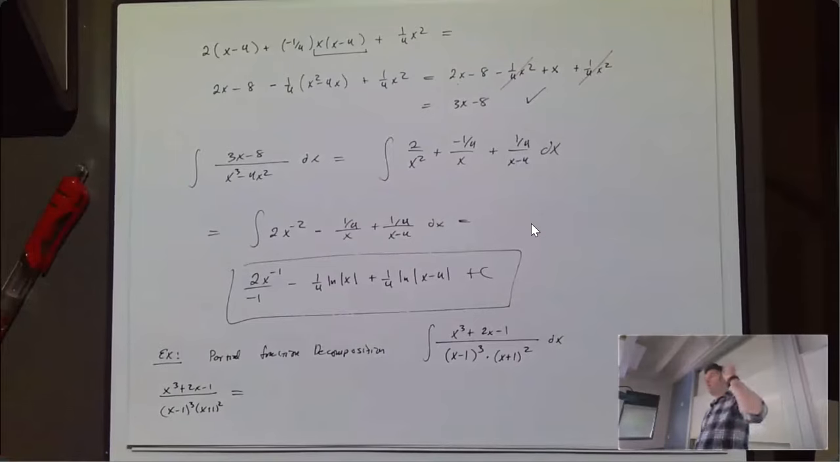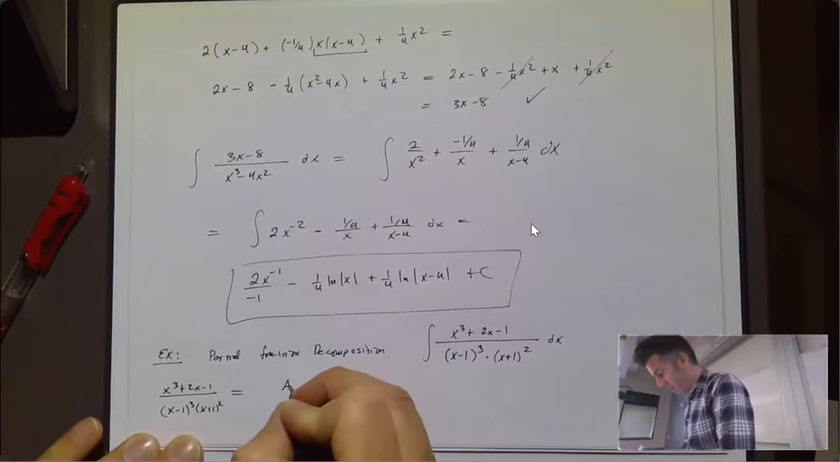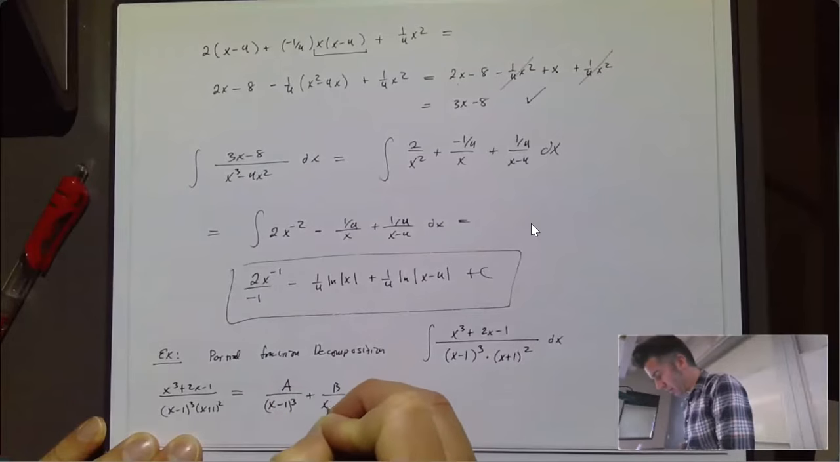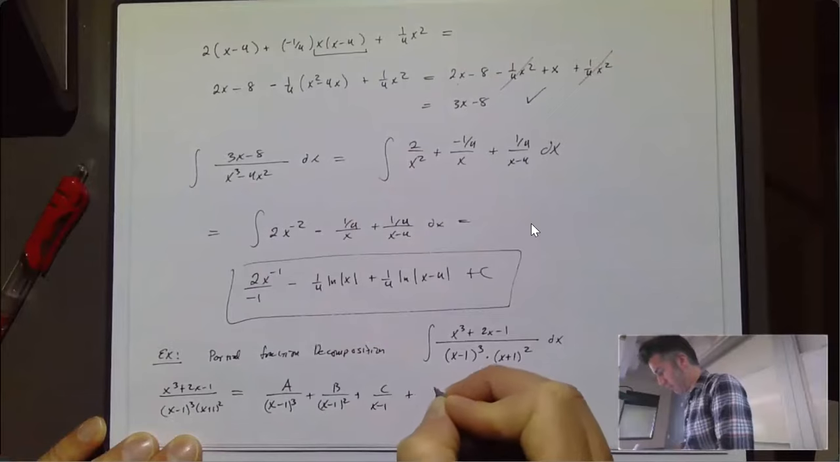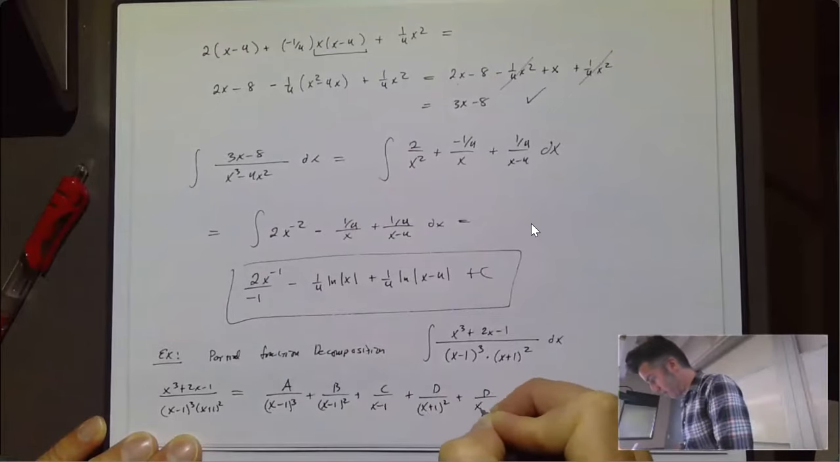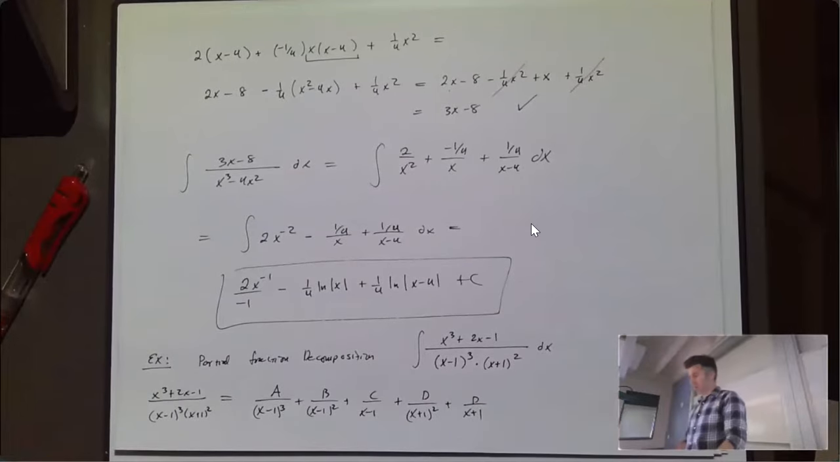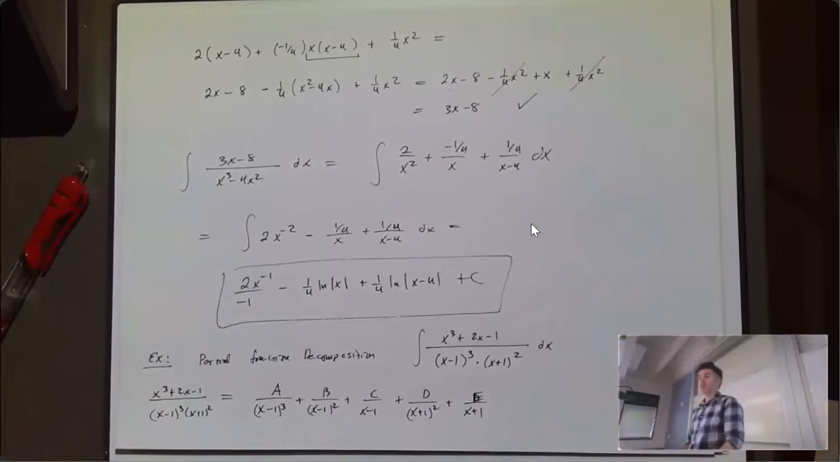It's going to have 5 pieces: 1, 2, 3 plus 1, 2. So it's going to have a over x minus 1 cubed plus b over x minus 1 squared plus c over x minus 1 plus d over x plus 1 squared plus d over x plus 1. Sorry, I used the same letter there, apologies. But that's the idea, right?